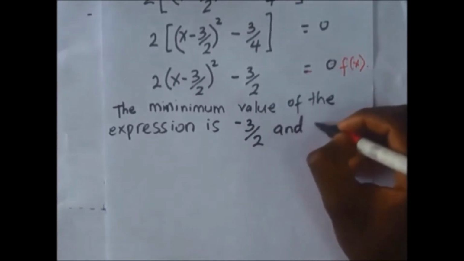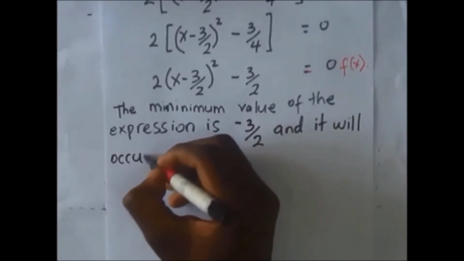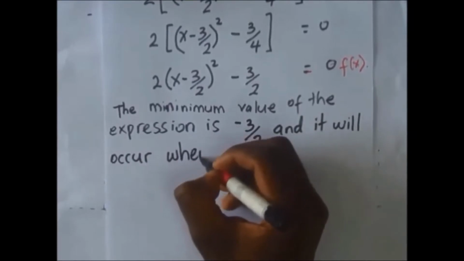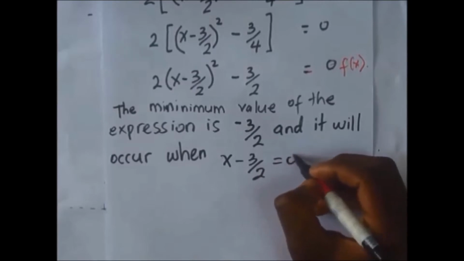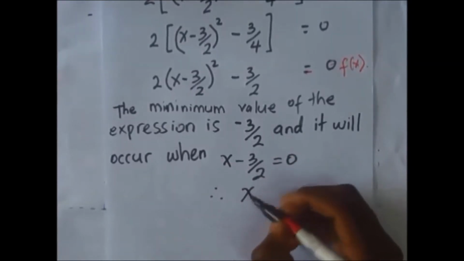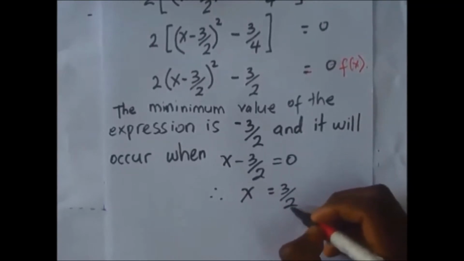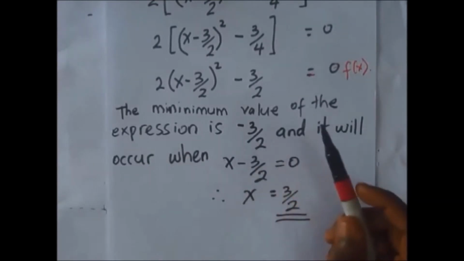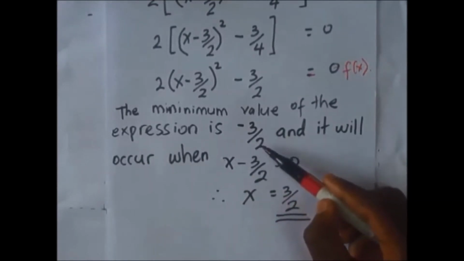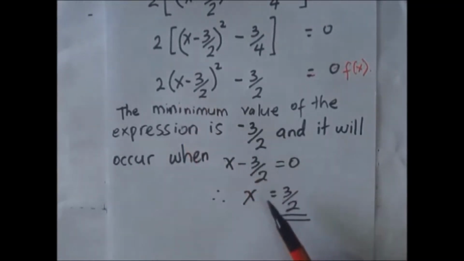And it will occur when x minus 3 over 2 is equal to 0. Therefore, the value of x for which that expression is minimum is going to be equal to 3 over 2. So we've gotten our answer. The minimum value of that quadratic equation is negative 3 over 2, and it happens when the value of x is 3 over 2, because this whole thing is supposed to be 0.